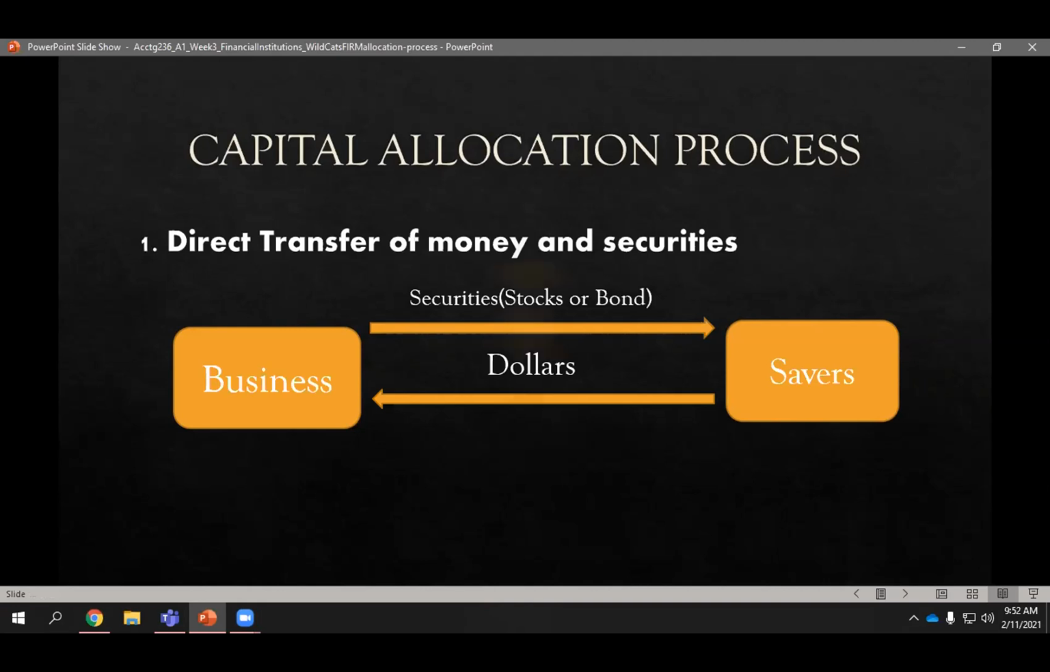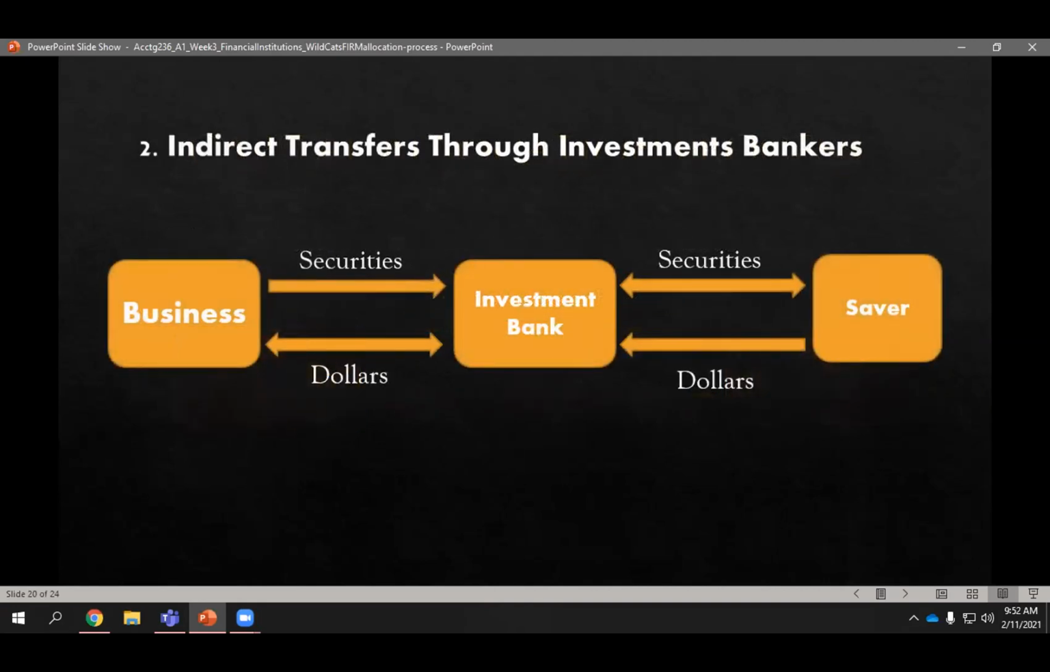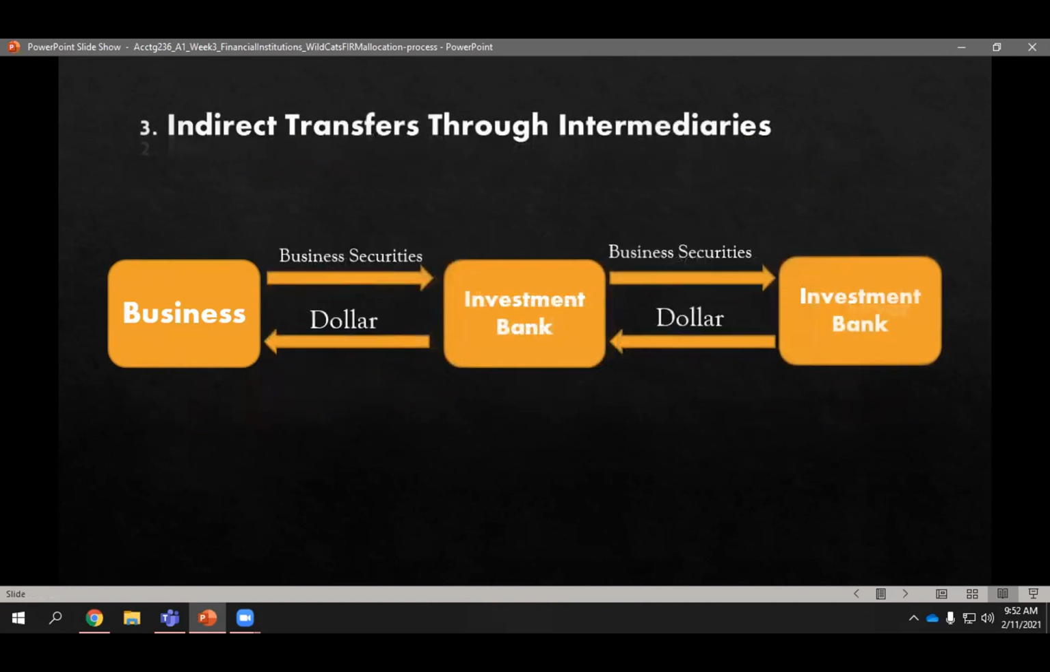The second one is the indirect transfers through investment bankers. As shown on the diagram, it merely passes through the investment banks first before it reaches the recipient. The third one is the indirect transfers through a financial intermediary. It also passes through financial intermediaries like banks, insurance companies, and mutual funds before it reaches its recipient. The intermediary obtains the money and in return offers to buy and hold securities.